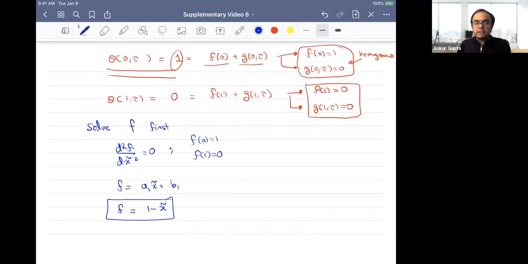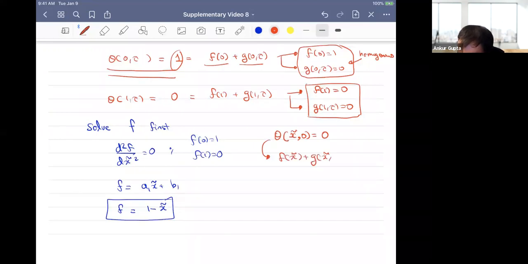Now that we have determined f, we can go back to the initial condition, which said that g of x comma 0 is equal to 0. Right? We know this, g of x comma 0 is equal to 0, or f of x plus g of x comma 0 is equal to 0, or g of x comma 0 is equal to minus f of x, or g of x comma 0 is x minus 1.